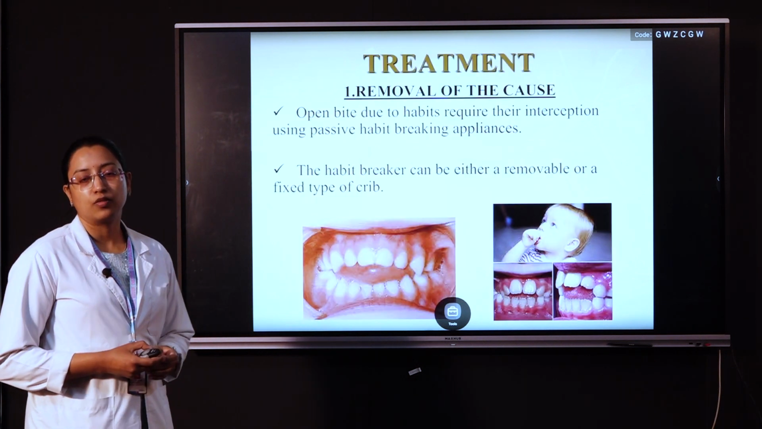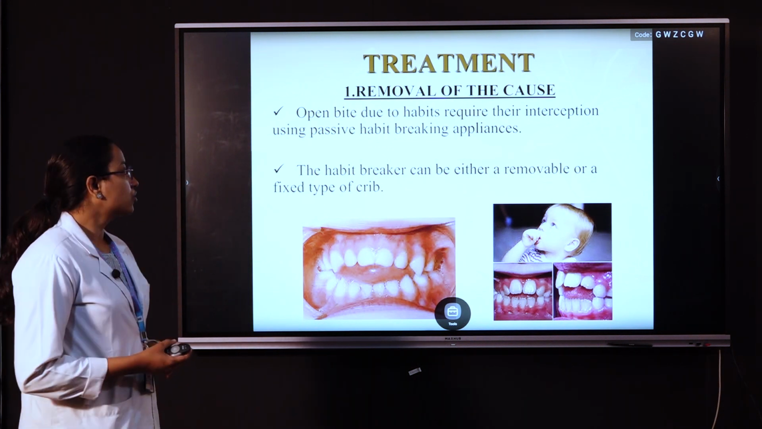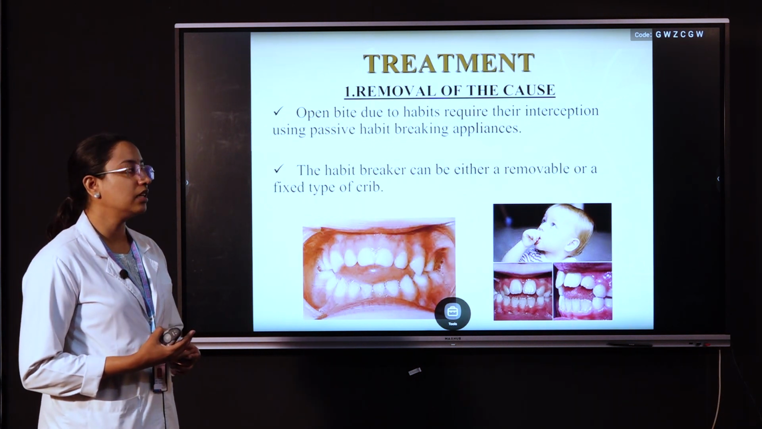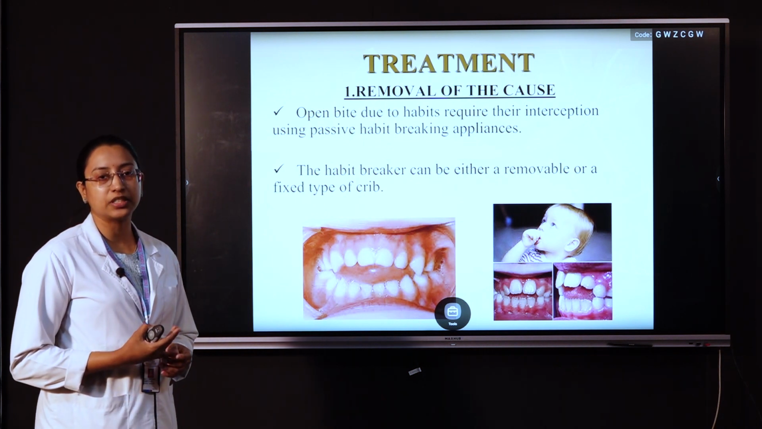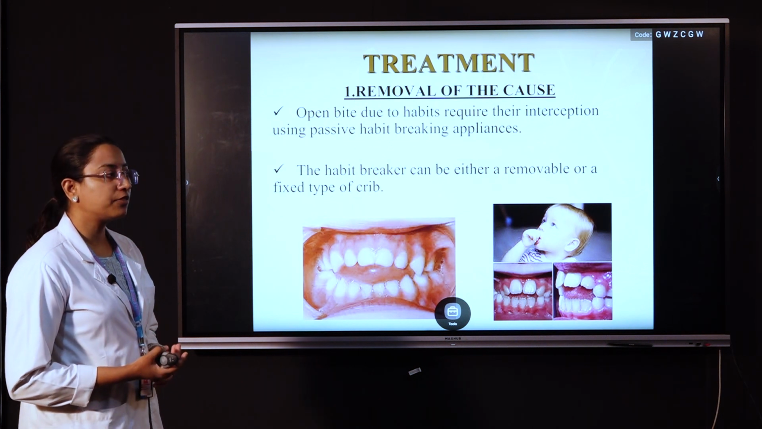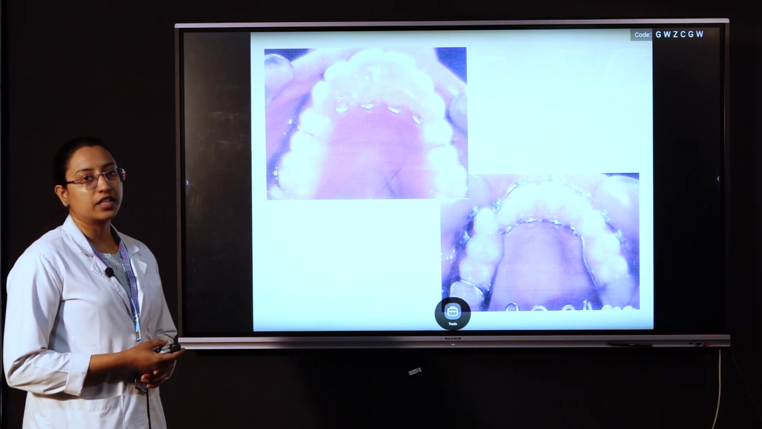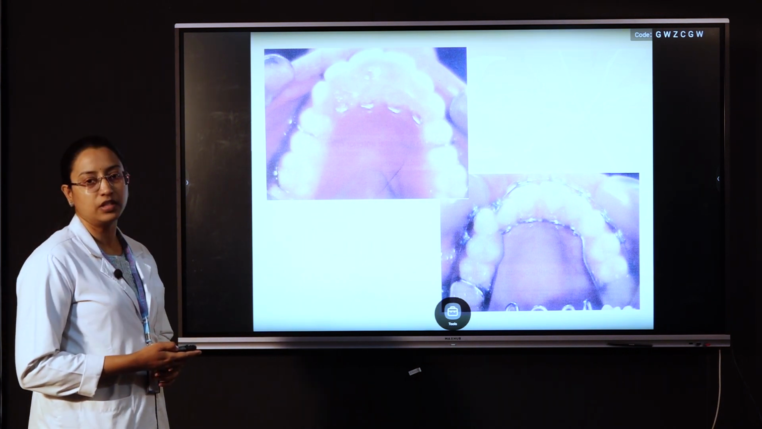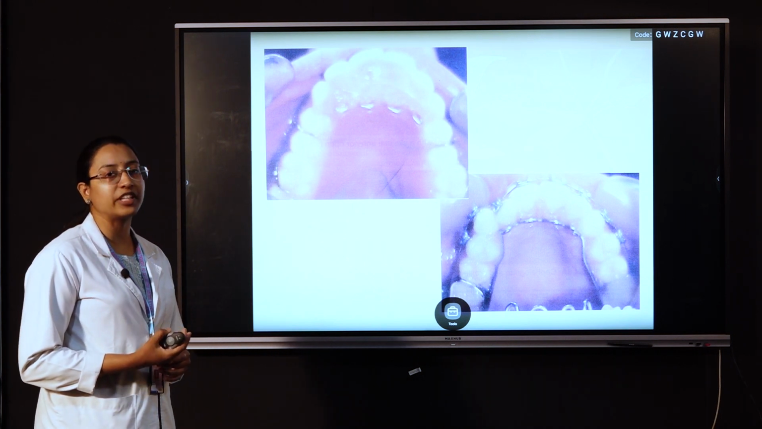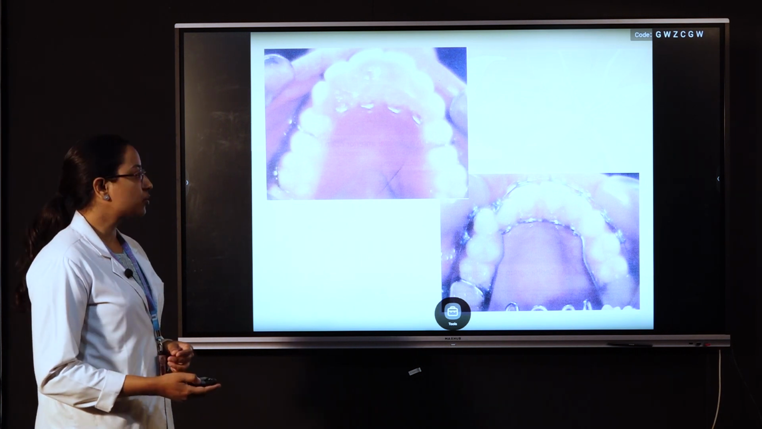So what is the treatment? For the management of any malocclusion, we need to first eliminate the cause. So if the open bite is because of habits such as tongue thrusting, thumb sucking or mouth breathing, we need to first eliminate that habit with the use of habit breaking appliances. These habit breaking appliances can be either fixed or removable. In the first picture we can see a removable tongue clip, and the bottom picture shows a fixed tongue clip. The disadvantage of the removable tongue clip is that the patient can remove it, so he will not be very compliant with the treatment, whereas a fixed tongue clip, because it is fixed and they cannot remove it, is more beneficial.